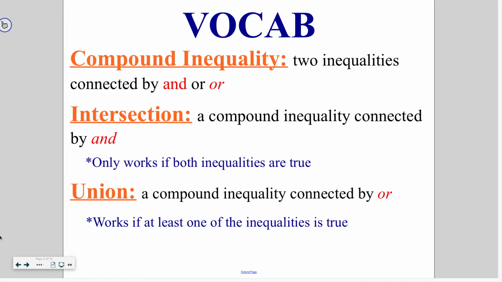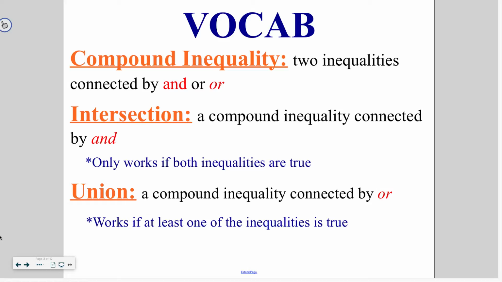A compound inequality is an inequality that has two separate pieces to it, and they're either connected by "and" or "or". If they're connected by the word "and", we call this an intersection. The solutions for this problem only work if it is true for both statements. So if you plug it in and it works for both of them, then it's okay.